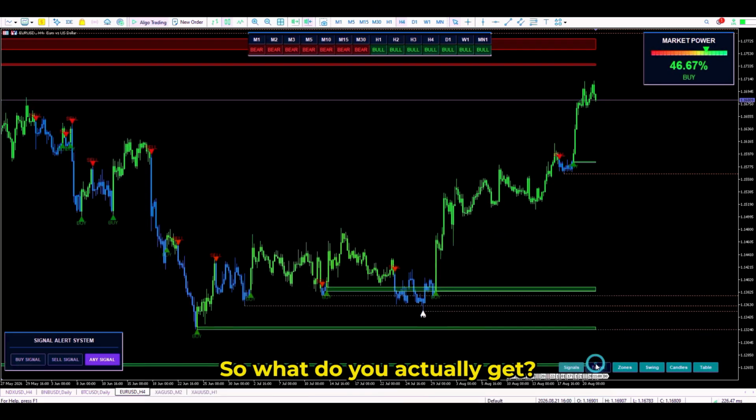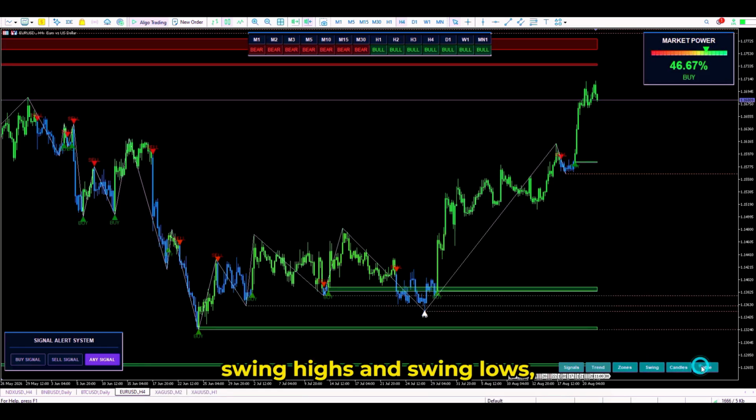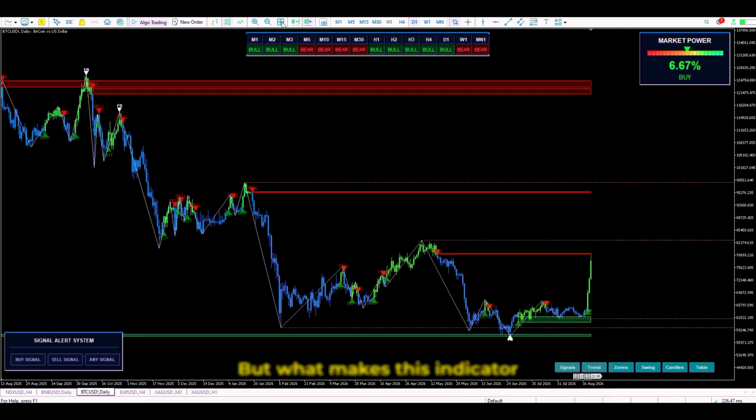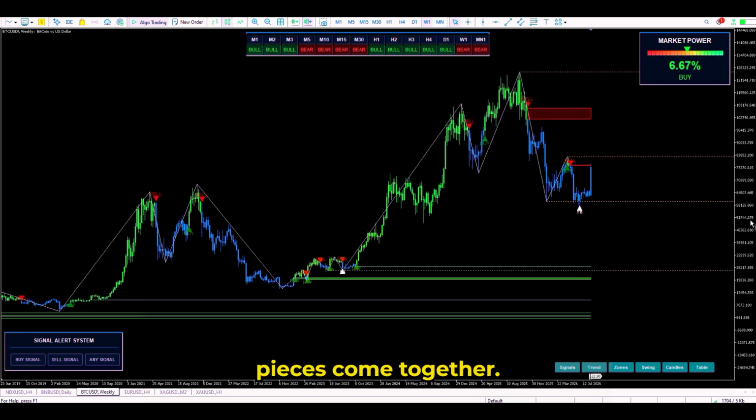So, what do you actually get? Market trend, multi-time frame analysis, market strength, swing highs and swing lows, important support and resistance levels, liquidity zones, fake breakouts, real breaks, entry confirmation, and an alert system, all inside one tool. But what makes this indicator powerful isn't simply the number of features. It's the way all of these pieces come together.